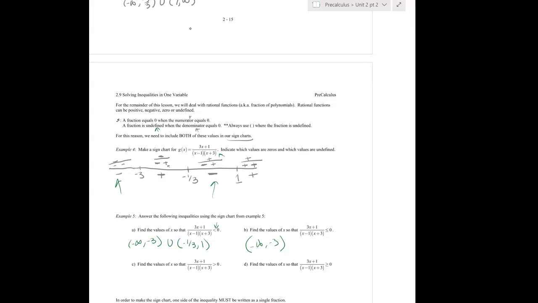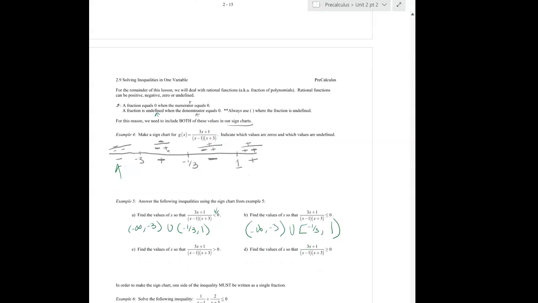And then after that, I also have this negative 1/3. Well, negative 1/3 actually came from the numerator, which means that my function would actually equal 0 when the numerator is equal to 0. So negative 1/3, I can actually include, all the way to 1. Well, 1 came from my denominator, making that undefined, so I can only put a parenthesis there.